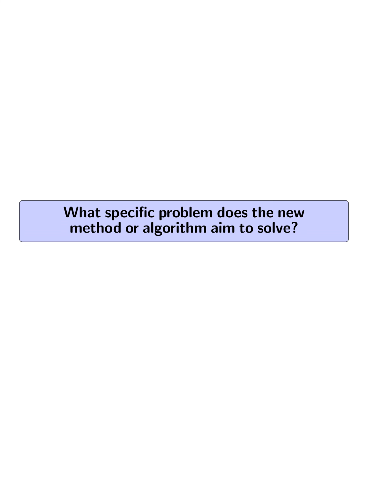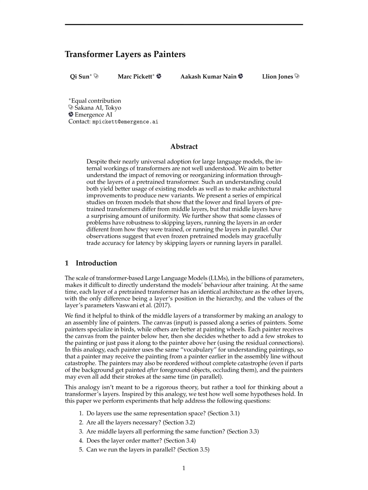What specific problem does the new method or algorithm aim to solve? The new method or algorithm aims to solve the problem of understanding the behavior of transformer-based large language models, LLMs, with billions of parameters by investigating the role and necessity of individual layers within the models.